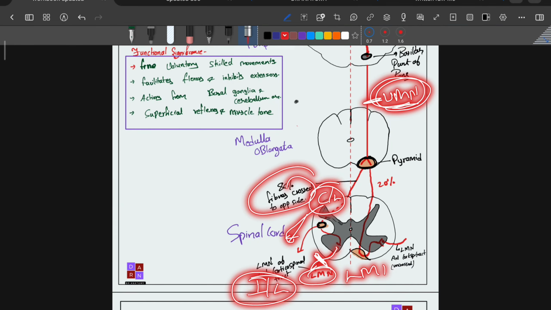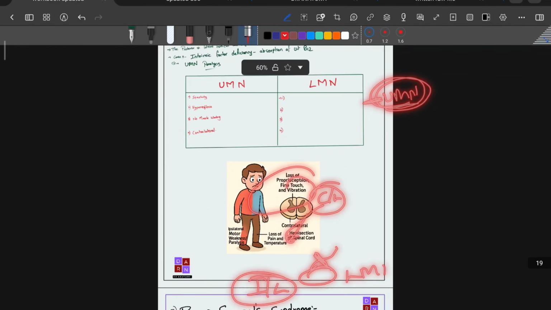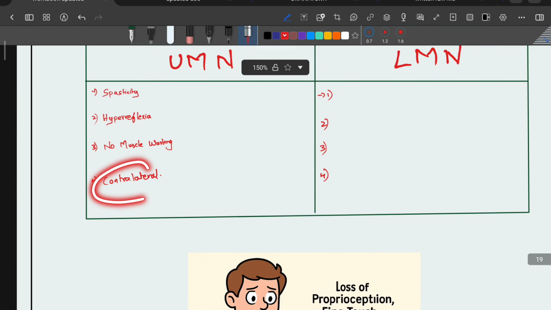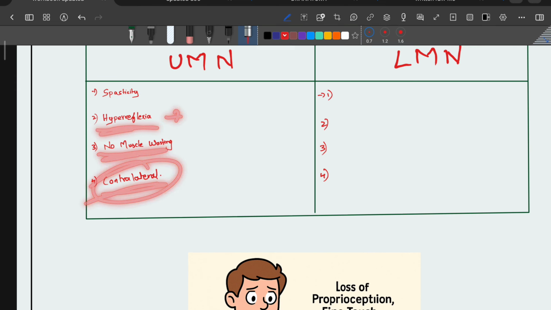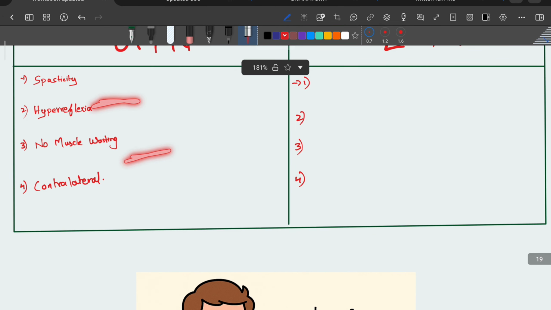So here you can see, upper motor neuron paralysis will be contralateral. There will be no muscle wasting. Hyperreflexia will be there, the muscle is working a lot. Spasticity will be there.